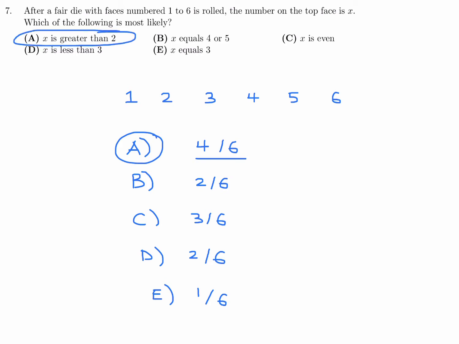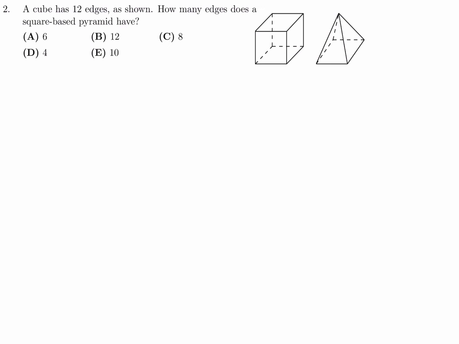For question number 7. A cube has 12 edges as shown. How many edges does a square-based pyramid have? Well, let's count them. 1, 2, 3, 4, 5, 6, 7, 8. 8 edges for that square-based pyramid. Number 2, the answer is C.